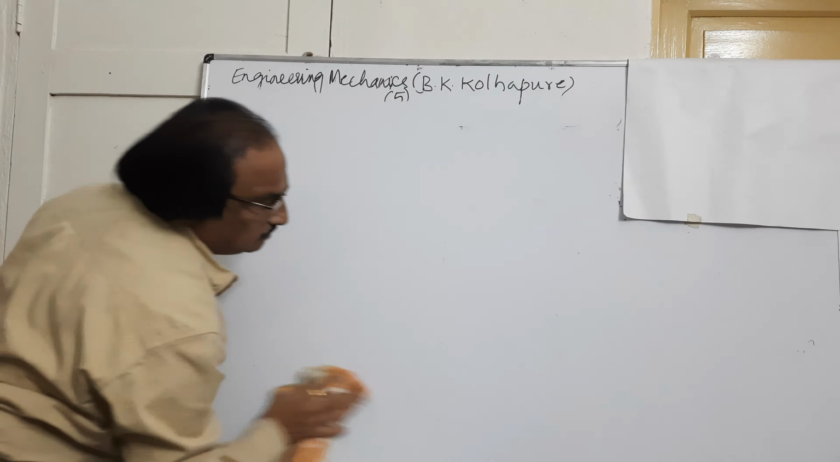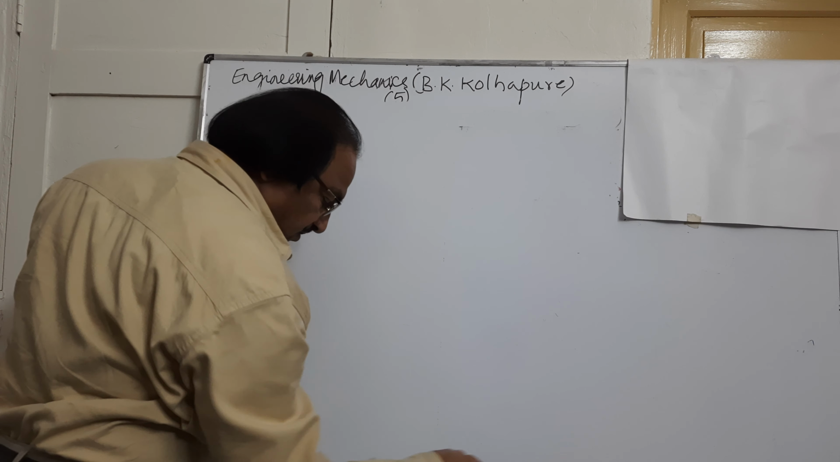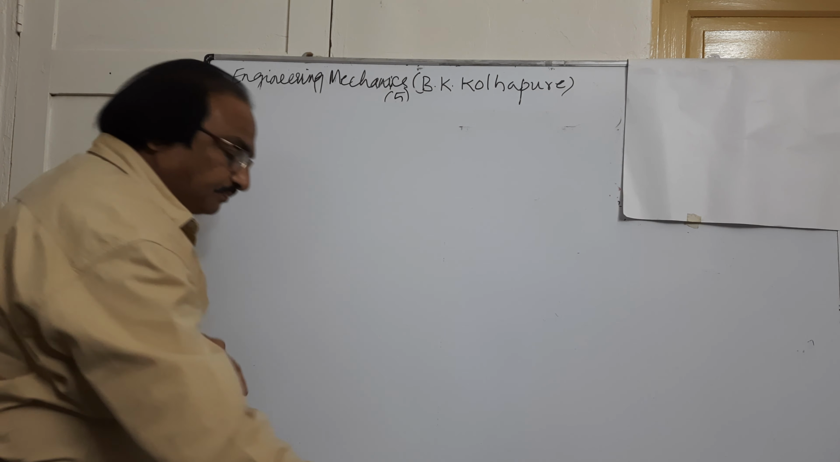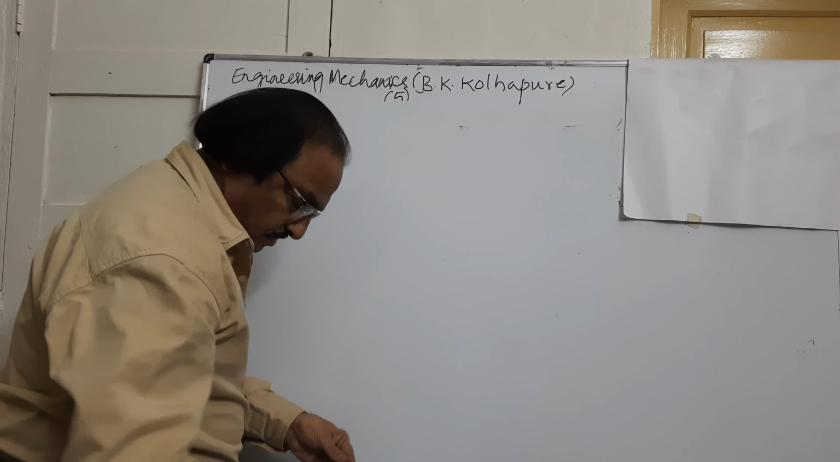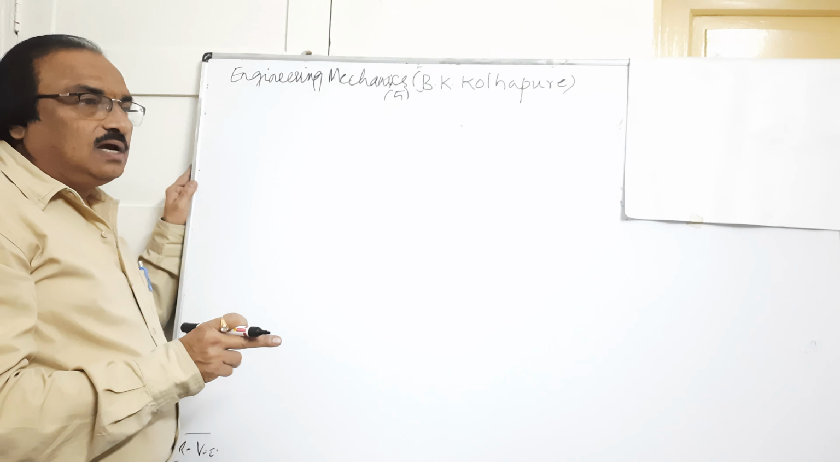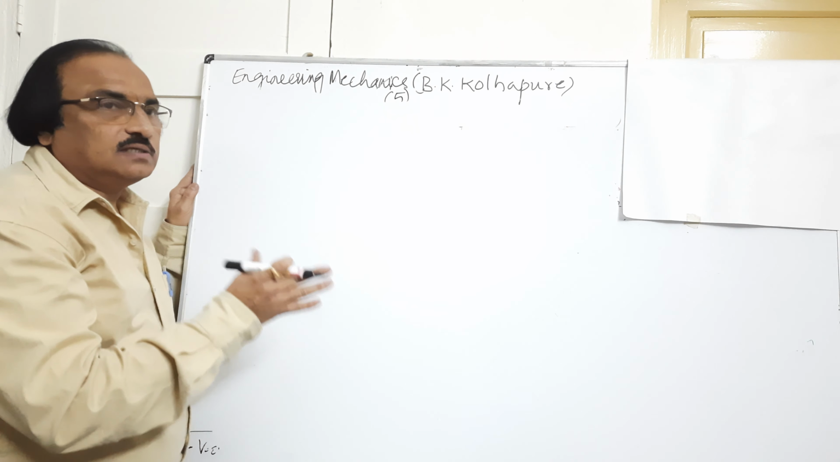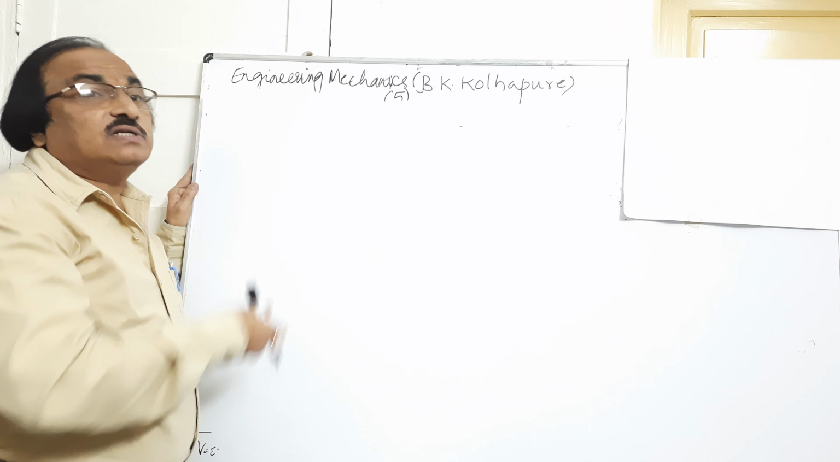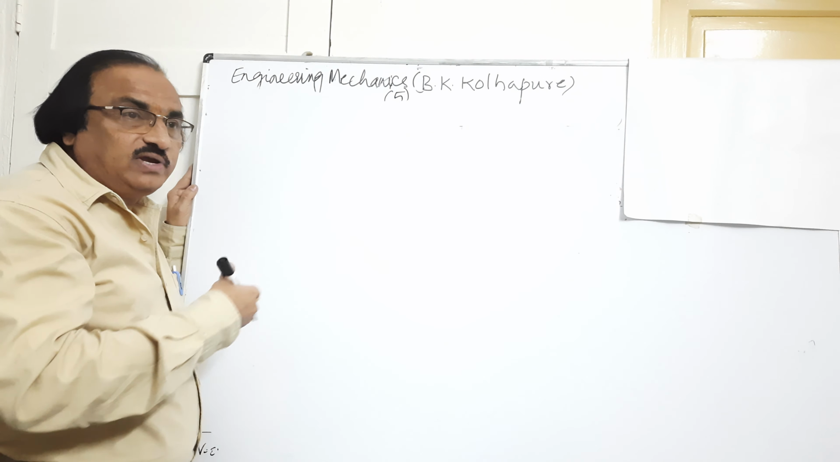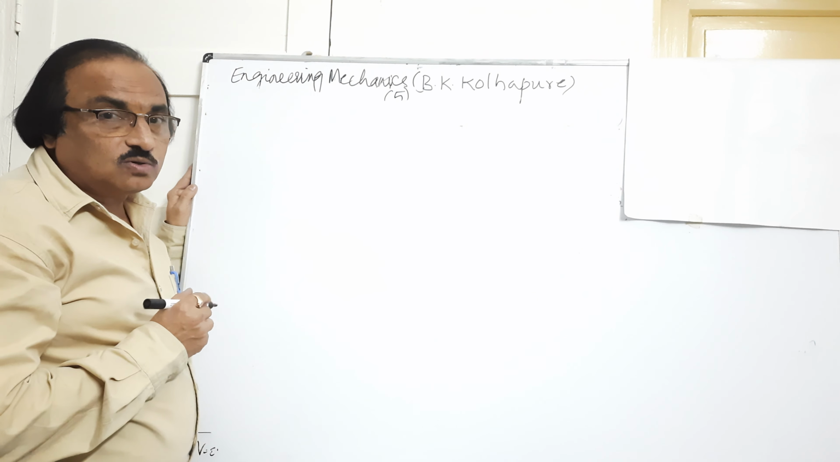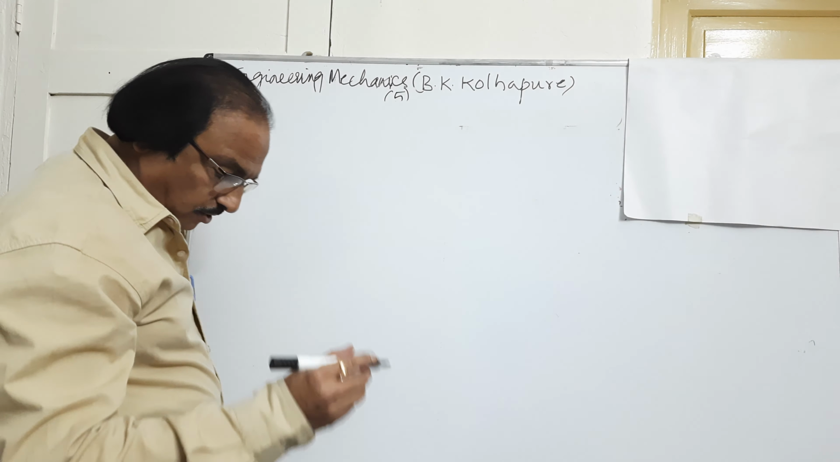We will see some more problems on resolution of forces. For example, I had told you just now, if the resultant is horizontal, R is equal to sigma H, sigma V will be 0. If the resultant is vertical, R will be equal to sigma V and sigma H will be equal to 0. Now let us take a problem.